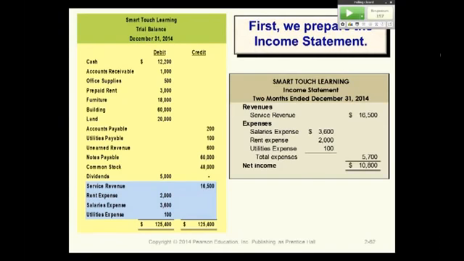Next, the expenses. We're listing them, again, not in this order, but we're listing them in order of magnitude. So the largest expense comes first, and that would be the salaries, and then the rent, and then the utilities. So the net income for the period is $10,800. Now, that net income is needed for the retained earnings statement.